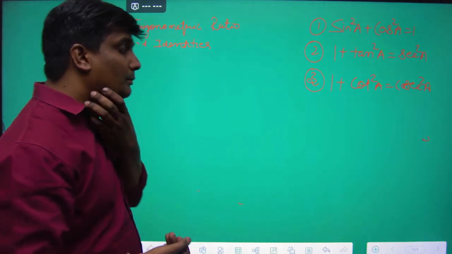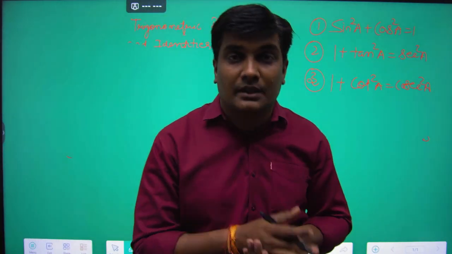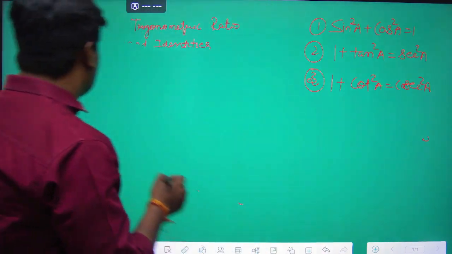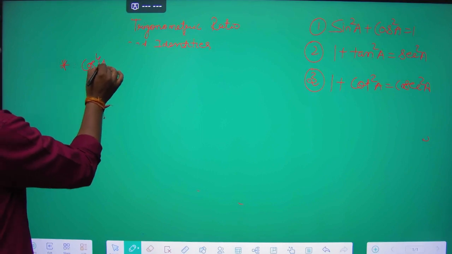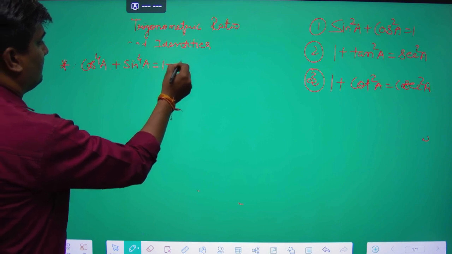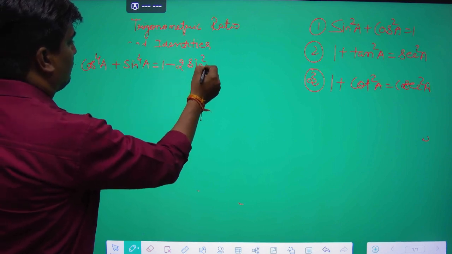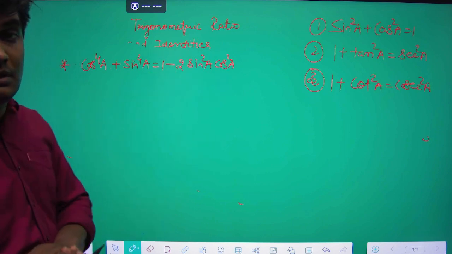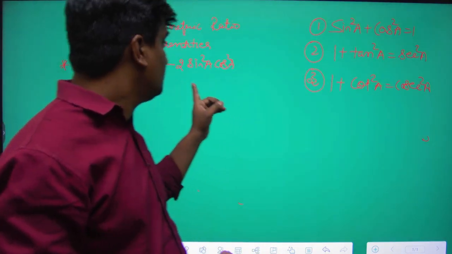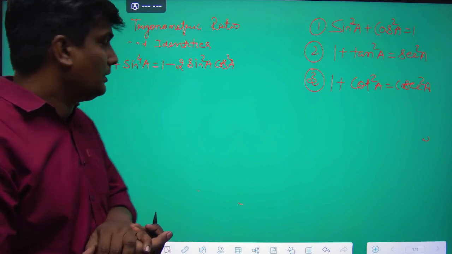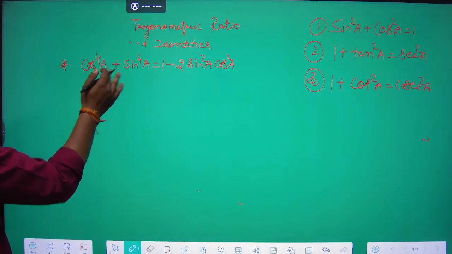Now the most important questions for JEE Mains and JEE Advanced. The first is cos to the power 4A plus sin to the power 4A is equal to 1 minus 2 sin square A cos square A. This is a most important question in IIT. The given question has come in 2013, 2019 and 2022. So cos to the power 4A plus sin to the power 4A.